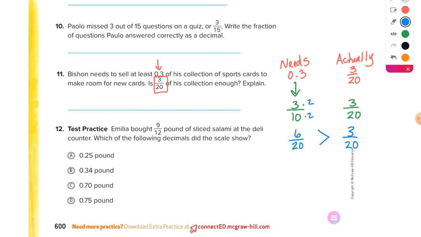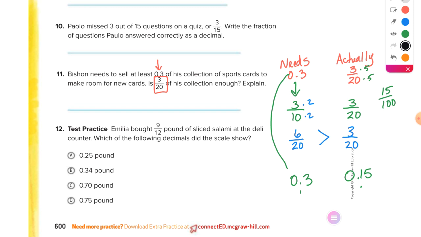If I did the decimal way, I'm going to come back to this 0.3. Okay, how do I change 3/20 to a decimal? Times 5? Okay, so I'm going to do times 5 times 5. So that is 15/100. How do I write that as a decimal, Fisher? 0.15.